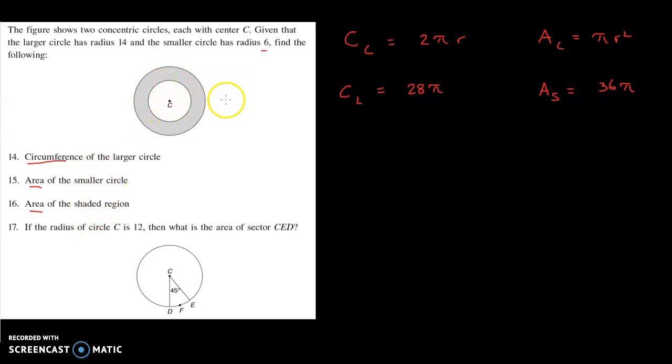Now, this is what might throw you a little bit, perhaps. But if you think about it, just look at this for a minute. Doesn't it look like it's the area of the larger circle minus the area of the smaller one? And that's all that we would have to do to find the area of the shaded region.